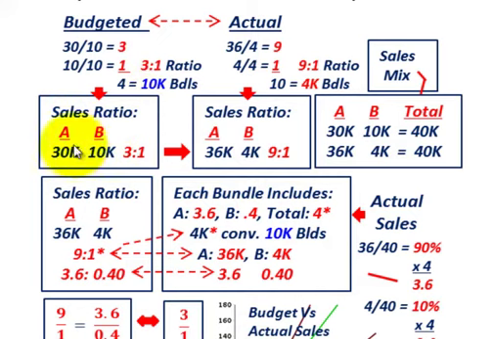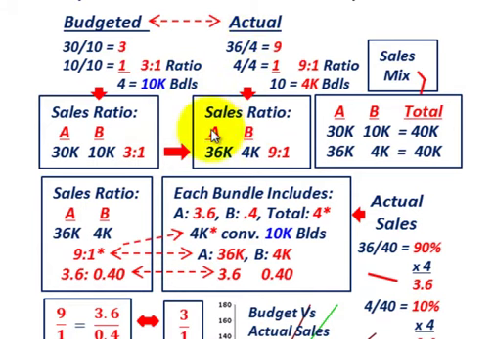Okay, so what is our total sales? 30,000 plus 10,000 is 40,000, a quantity of 40,000 split between A and B, and it's going to be the same for both the budgeted amount and our actual amount. So that's how we came up with our 10,000 bundles: a quantity of 4 between A and B divided into the total quantity of 40,000 gives us 10,000 bundles.